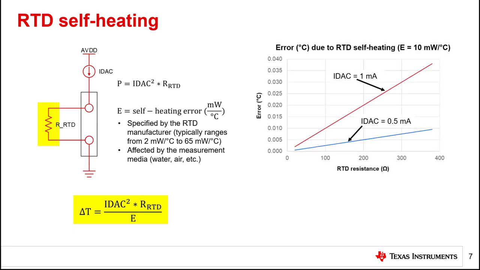The graph on the right plots this error across RTD resistance for two bias current values. The red plot shows the error when the IDAC current is 1 milliamp, while the blue plot shows the error when the IDAC current is 0.5 milliamps. The most important takeaway from this plot is that under equal conditions, doubling the IDAC current results in a four-fold increase in the self-heating error due to the power dissipation equation. Therefore, consider using smaller IDAC currents if RTD self-heating is a concern for your system.